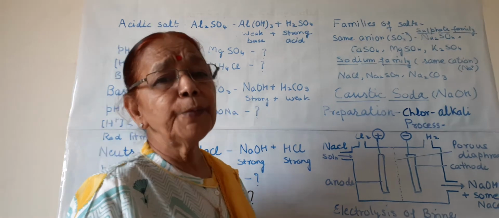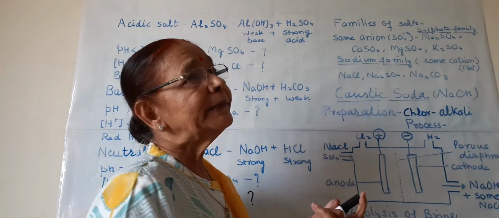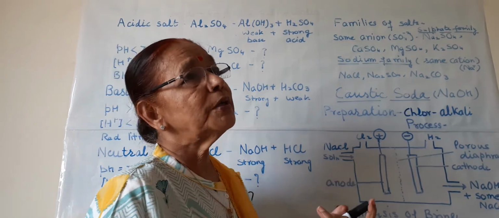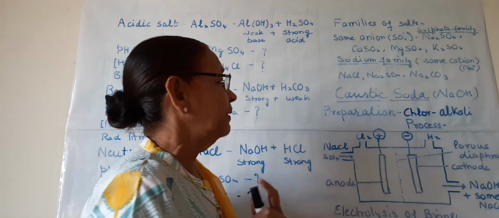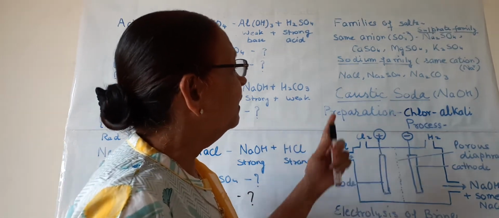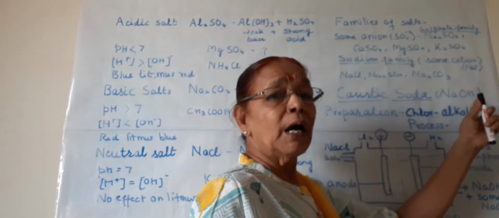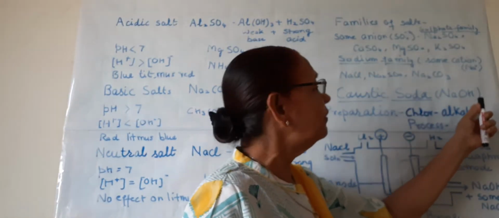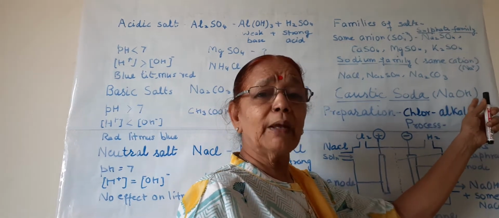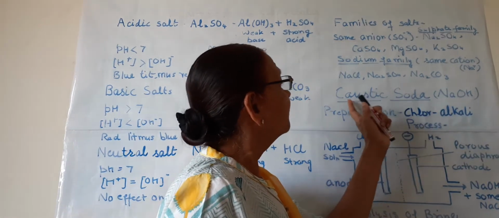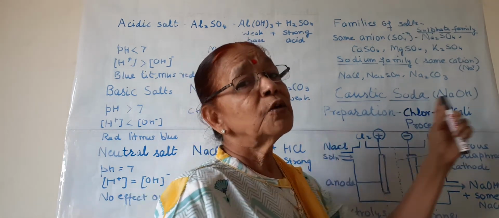Now we will do the preparation, uses, and properties of different salts one by one. First of all, I am taking caustic soda. This is the general name of sodium hydroxide. All of you know the formula of sodium hydroxide: NaOH is the formula, and in layman's language, this is known as caustic soda.